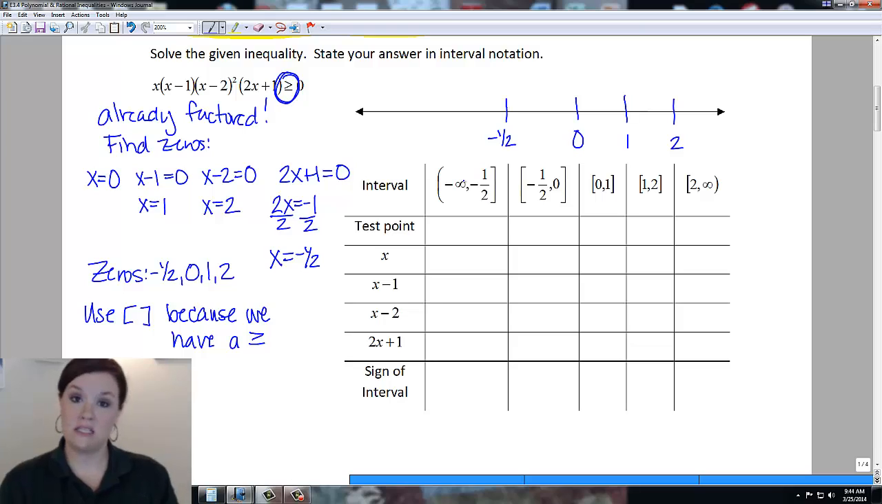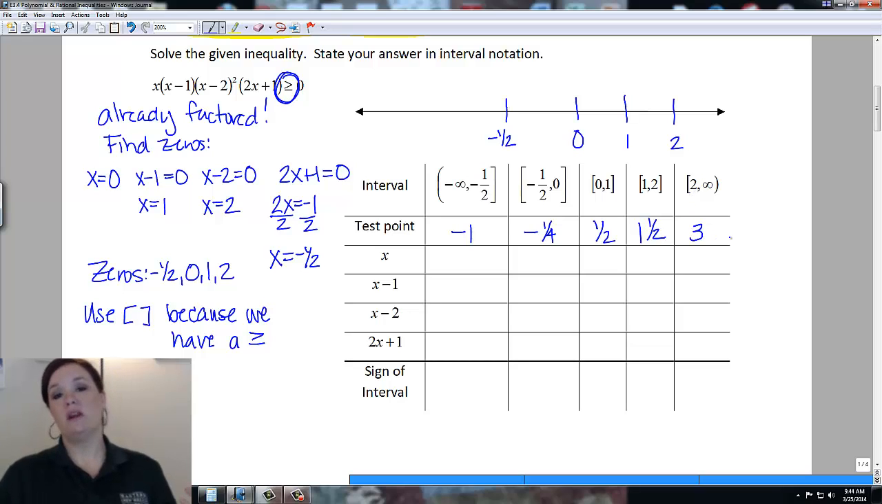Now I need to choose a test point from each interval. So something less than negative 1/2 would be negative 1. Something between negative 1/2 and 0 would be negative 1/4. Something between 0 and 1, I'm going to pick 1/2. Something between 1 and 2, I'm going to pick 1.5. Okay? Or you can write that as 3/2, or you can write that as 1.5, whatever makes sense to you. And something larger than 2, I'm going to pick 3.